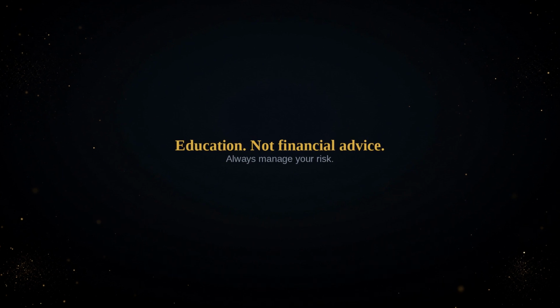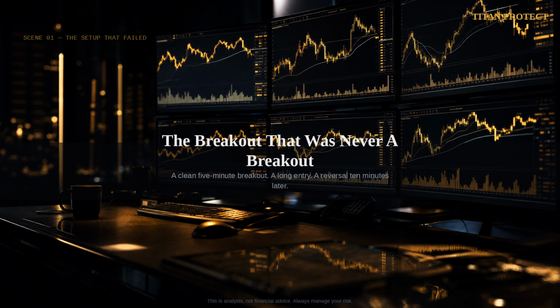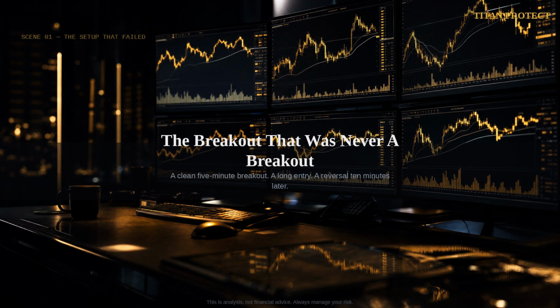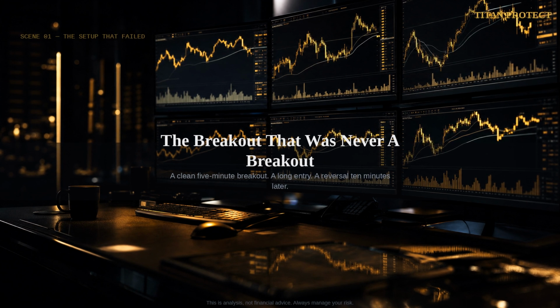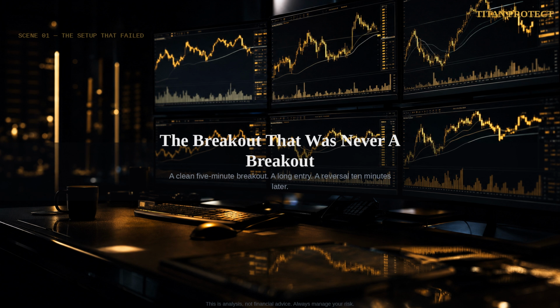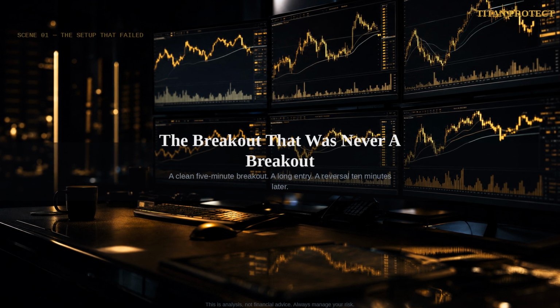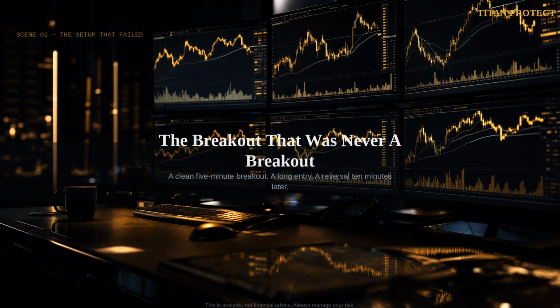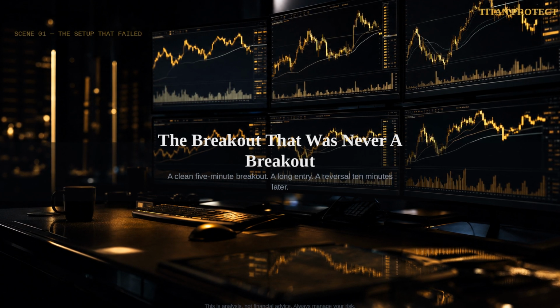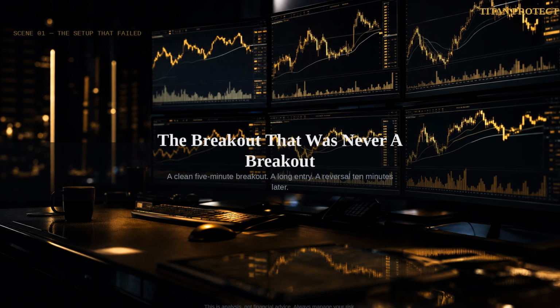A trader looks at the 5-minute chart, sees a clean breakout, goes long. The trade reverses 10 minutes later and stops out. Frustrated, the trader concludes the breakout was a fake out. The setup was bad. The setup was not bad. The setup was right on the time frame being looked at. It was wrong on every time frame above. This is the most common analytical mistake in retail trading.